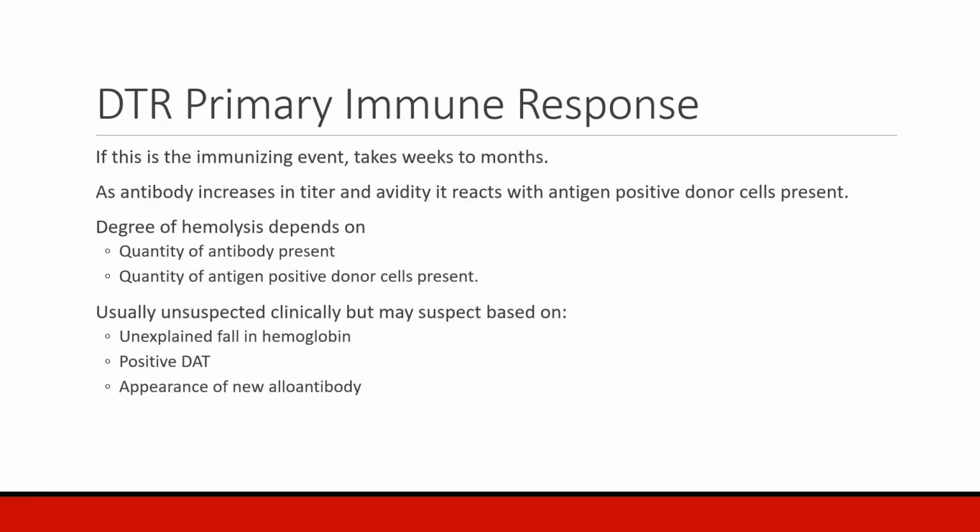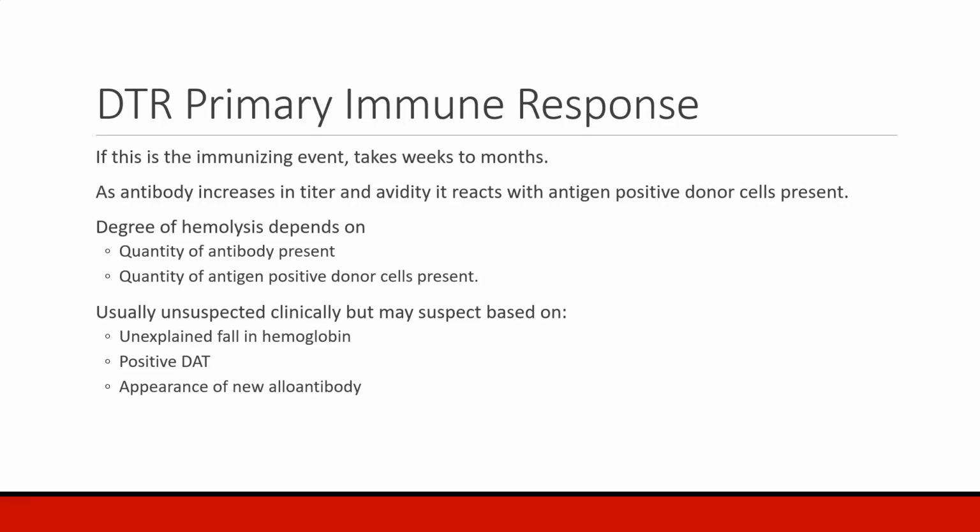And because the DAT is positive, you'll want to do the full workup. You'll do the antibody screen, which will then be positive, and there's a new alloantibody. And because it's a brand new alloantibody, the reaction will be at immediate spin. Now, there may be some at 37 in Coombs because maybe IgG is now being produced.